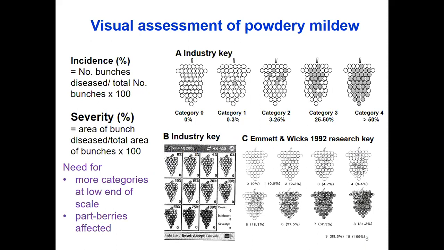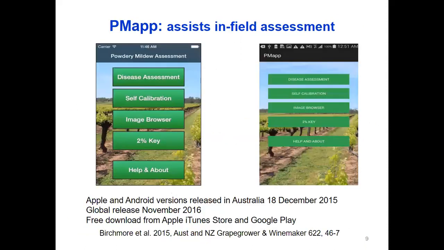So the lack of a standard approach to assessment has led to inconsistencies in assessment of powdery mildew in the grape and wine sector. So in close consultation with our project steering group and their contacts, we set about developing an app to help standardise assessment of powdery mildew in the vineyard. PMapp, we called it, is available in both Apple and Android formats, and it's been available for 2 vintages in Australasia, and it was released globally in November 2016.